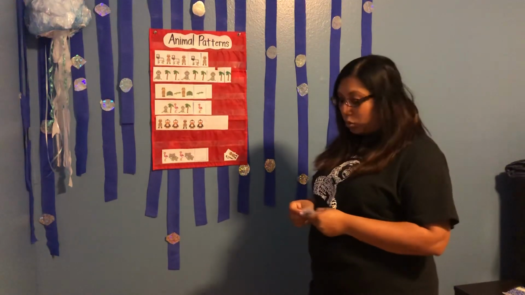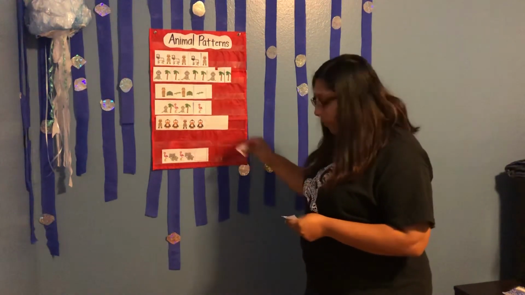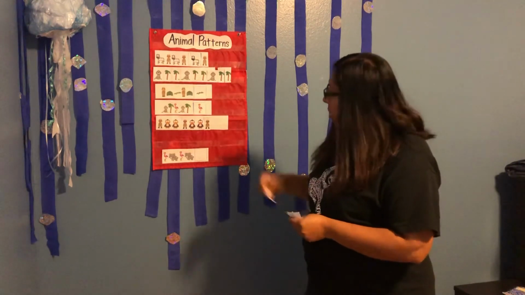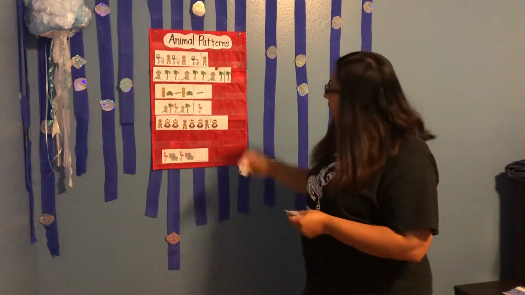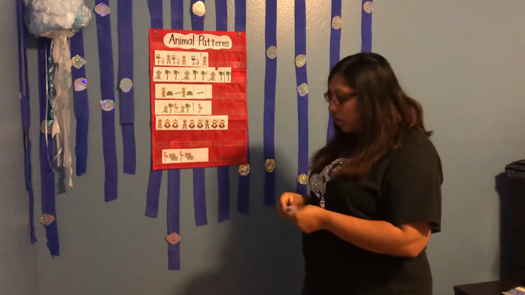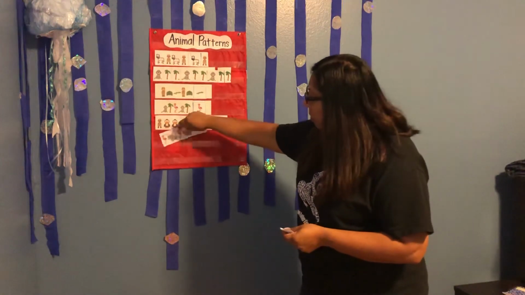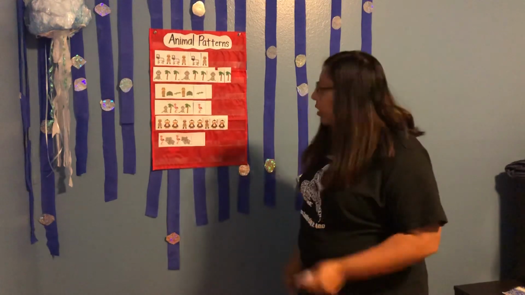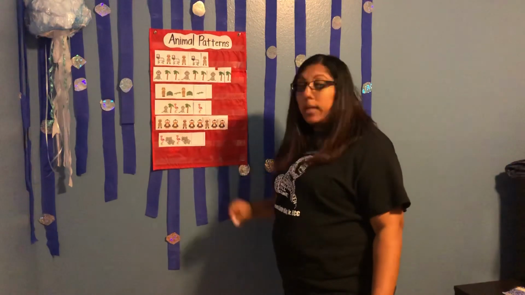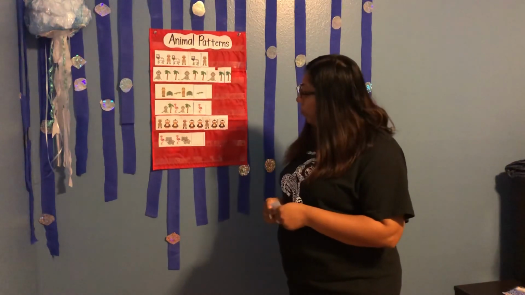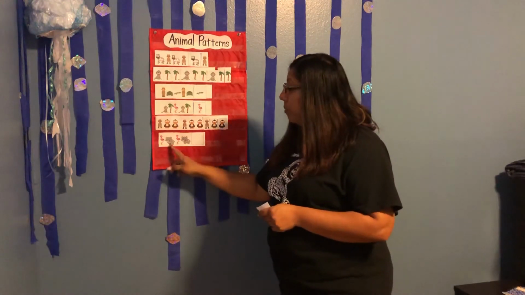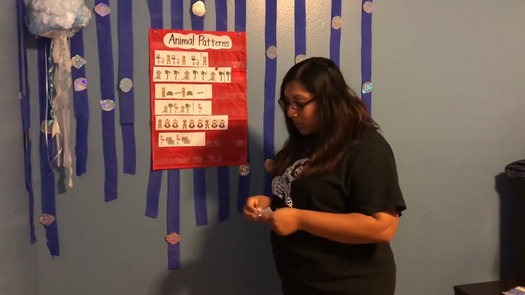What comes next, boys and girls? That's right, a zookeeper, penguin, and another penguin to complete our pattern, boys and girls. Then we have one more that we need to complete. And let's take a look at this one. Flamingo, elephant, flamingo, elephant. What comes next in that pattern? And what kind of pattern is it? A, B, A, B.